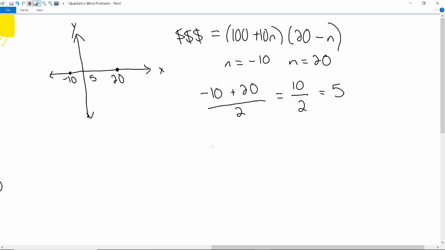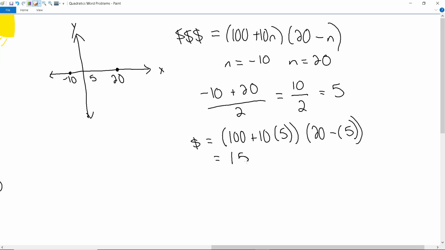And now we just need to plug in that value for x, or in this case n, into our equation, because n is our independent variable. So let's do that. Ten times 5 is 50, plus 100 is going to be 150. 20 minus 5 is 15.